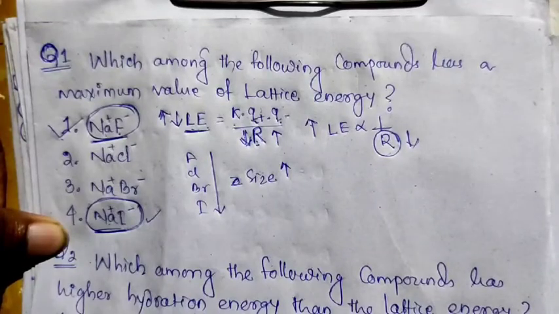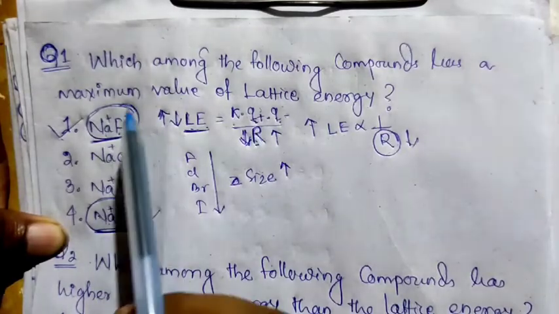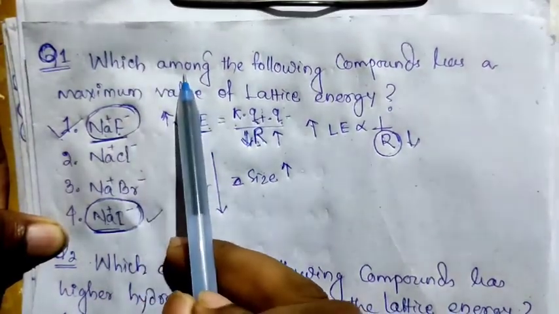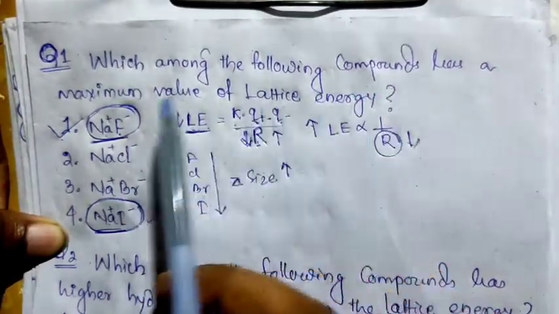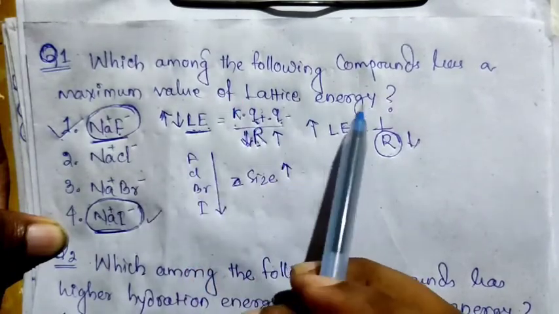Hey dear student, today we are going to discuss various MCQs related to lattice energy, hydration energy and solubility of ionic compounds. So the first question says, which among the following compounds has a maximum value of lattice energy?